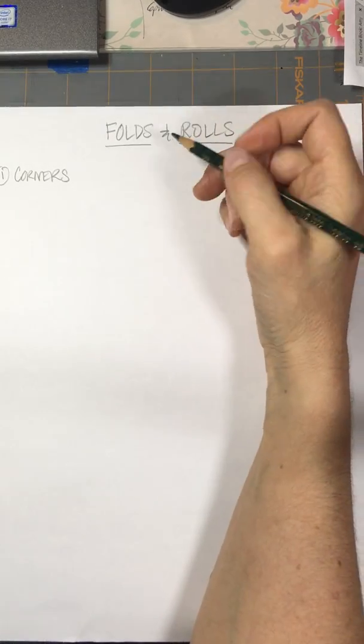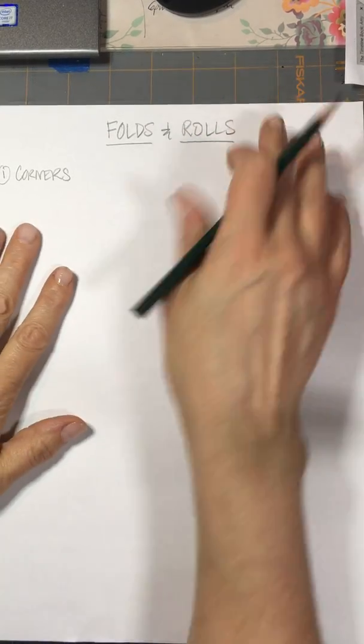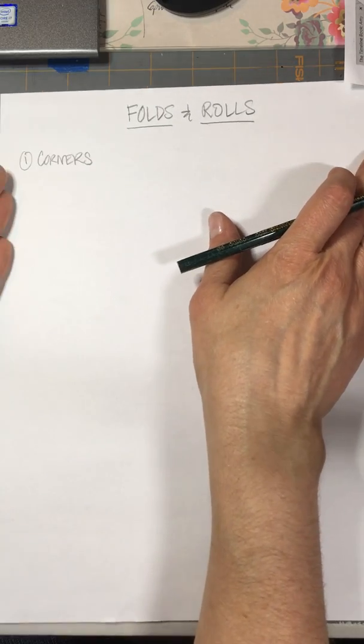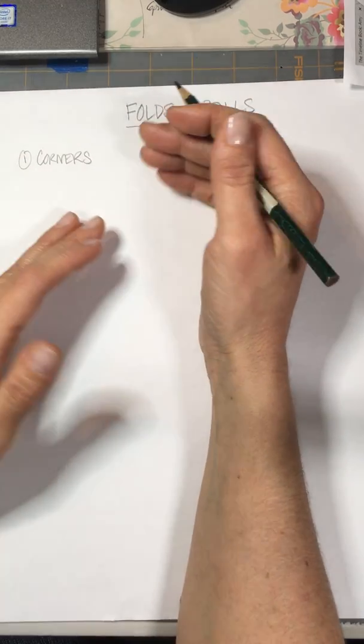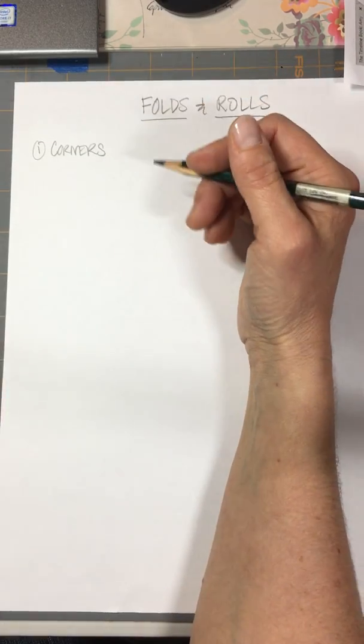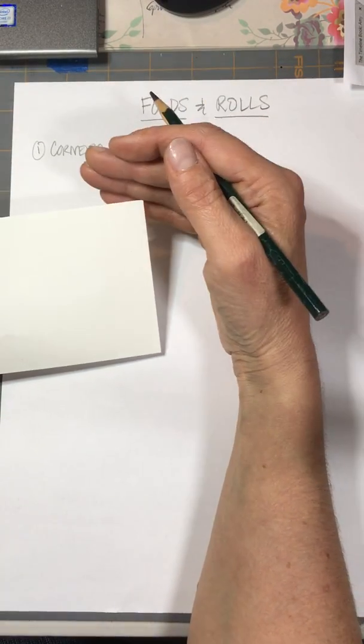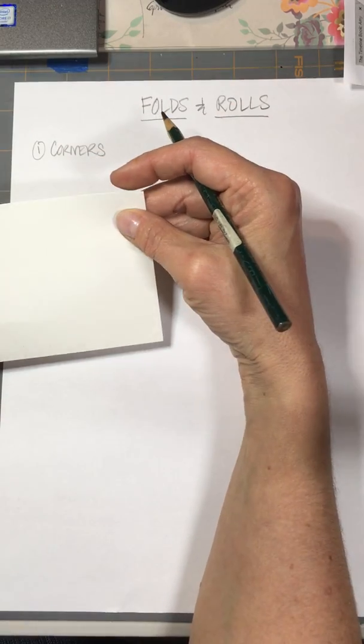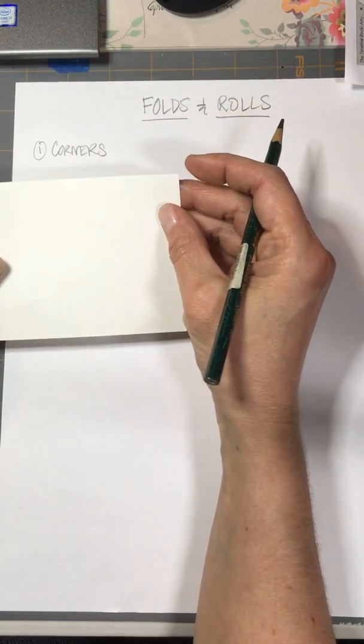All right, we want to talk about folds and rolls. This is more of an illustration rather than a really photorealistic drawing style, but it will be helpful for your drawing development. This is a great place to start. So let's look at corners.